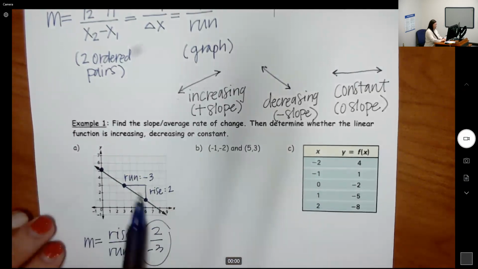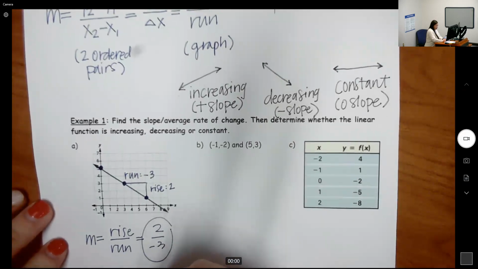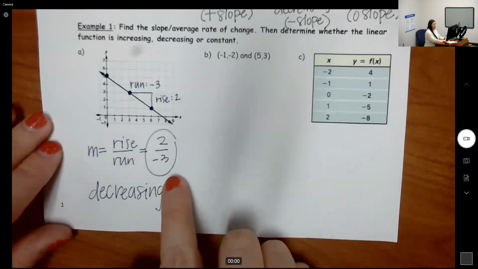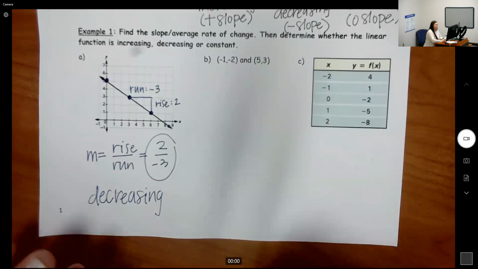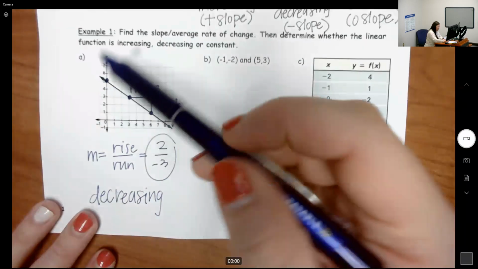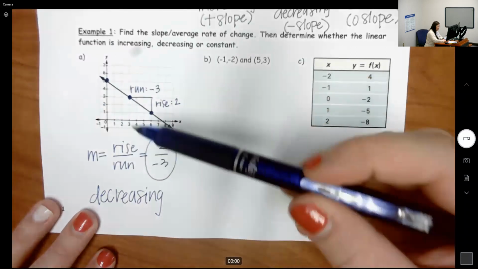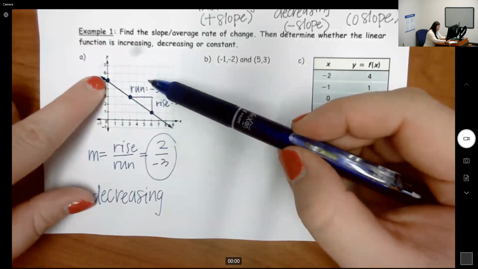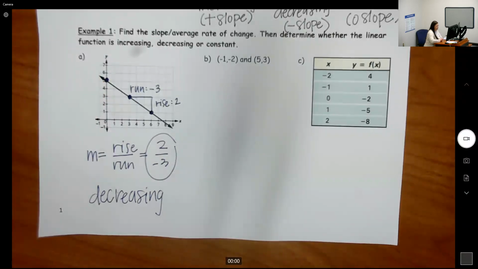Now I can look at this graph and already see that this graph is decreasing, but I can also tell by looking at this slope that it is negative. And it does not matter which points you pick. I could have went from the middle to the top. We still would have rised 2 and ran a negative 3. Or if I go from bottom to the top, we would rise 4 and then run a negative 6, which reduces to 2 over negative 3.